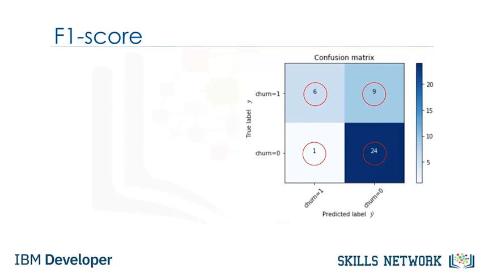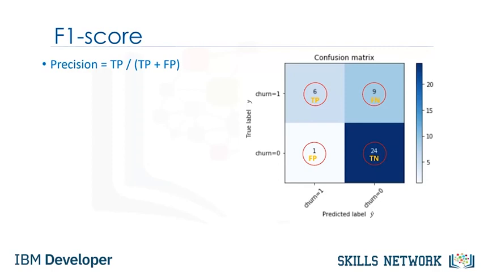A good thing about the confusion matrix is that it shows the model's ability to correctly predict or separate the classes. In the specific case of a binary classifier, such as this example, we can interpret these numbers as the count of true positives, false negatives, true negatives, and false positives. Based on the count of each section, we can calculate the precision and recall of each label.